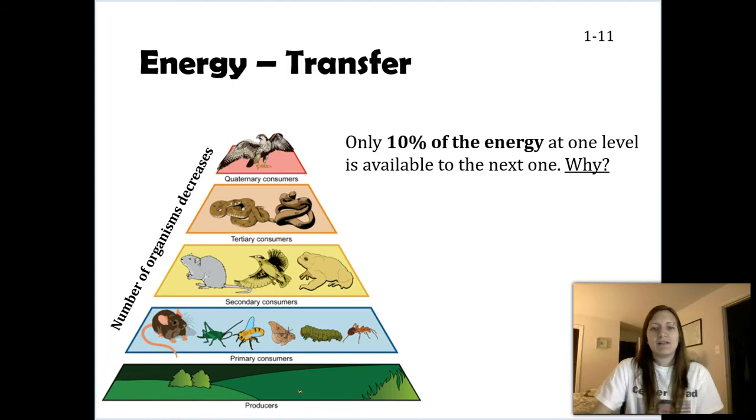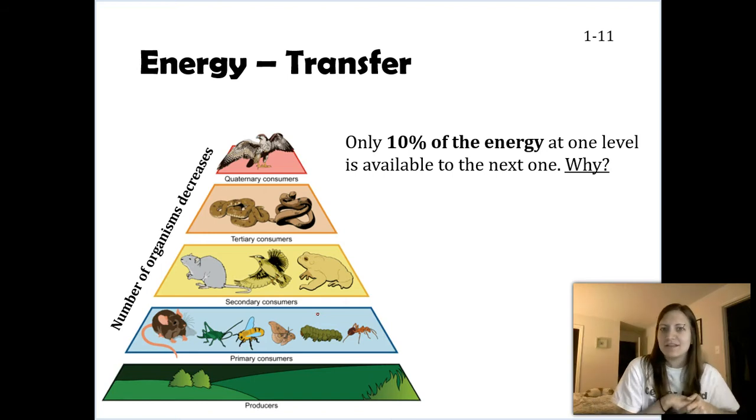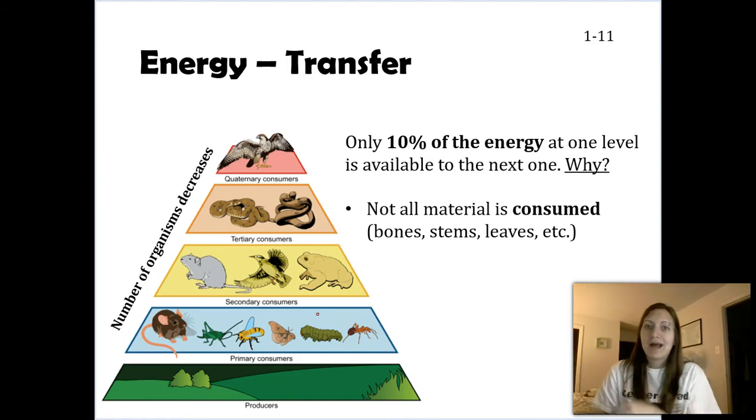And that's for any level. This frog can eat this caterpillar. This caterpillar could have 50 calories of energy. But in actuality, that frog only gets 5, or only 10% of those calories. Why? One reason, not all the material in an organism is consumed. For instance, this osprey is going to eat a snake. Snakes have bones in them.